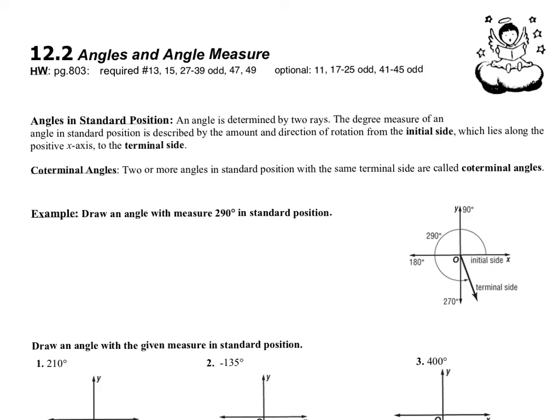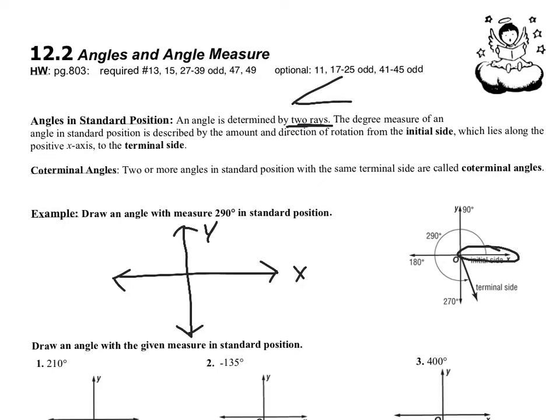In 12.2, the first thing we're going to learn about is angles in standard position. So the first thing you want to do is make your x and y axis. We know that an angle requires two lines, or two line segments, or in this case, two rays. So there are two sides for an angle. Now, in standard position, you start the angle with the positive x-axis. So if you want to do an angle in standard position, you have to start here.